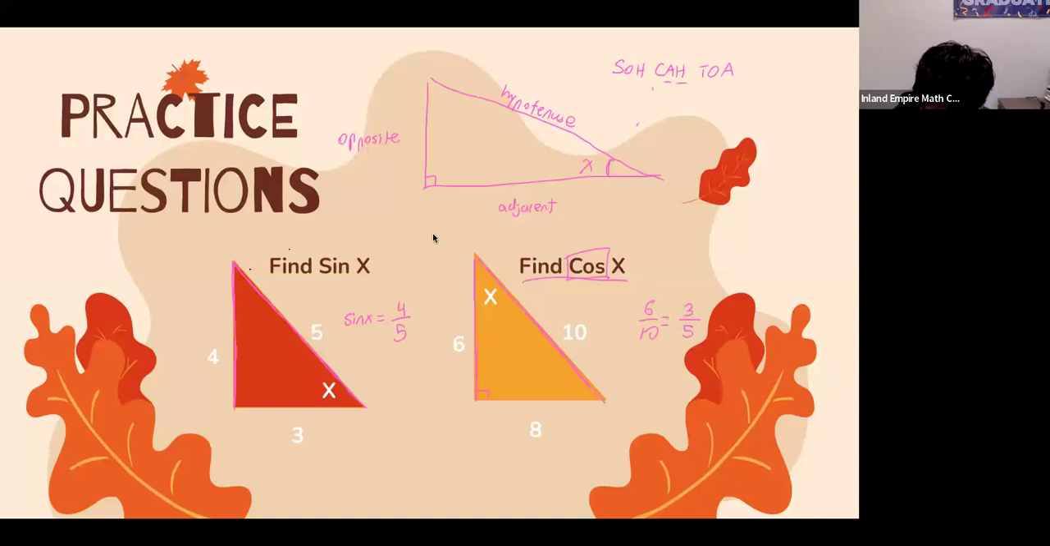And so if we see that this angle here is x, which side is adjacent to it? Well, it's 6, right? That's the side that's closest to it. That's not the hypotenuse. And of course, the hypotenuse is just the longest side. And so we say that cosine of x is 6 over 10, which is also 3 over 5.